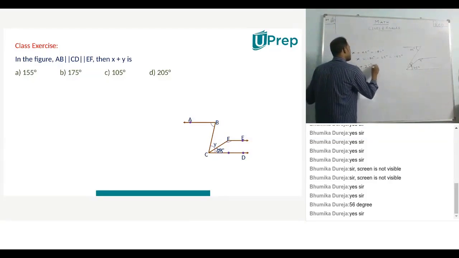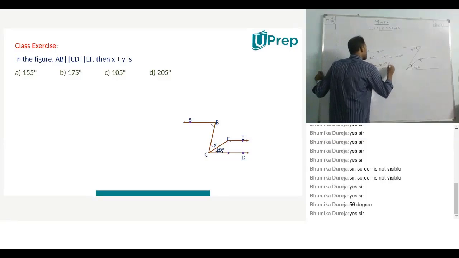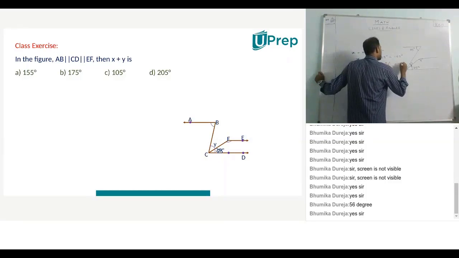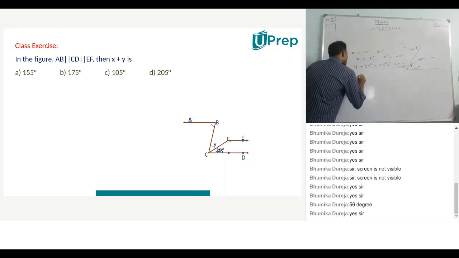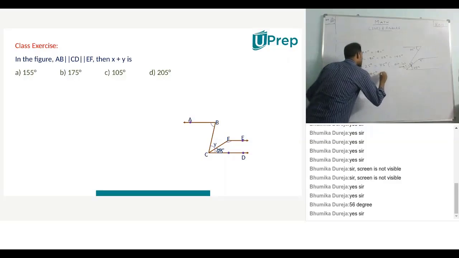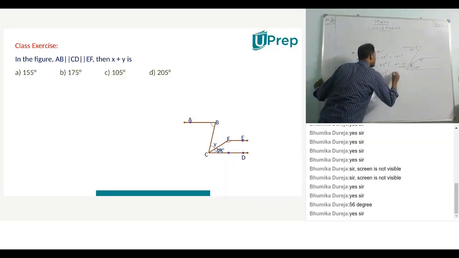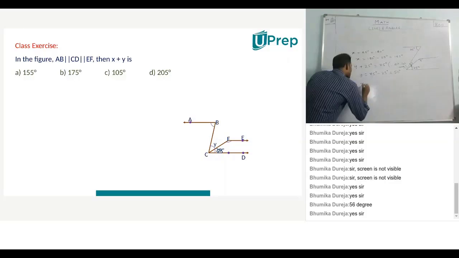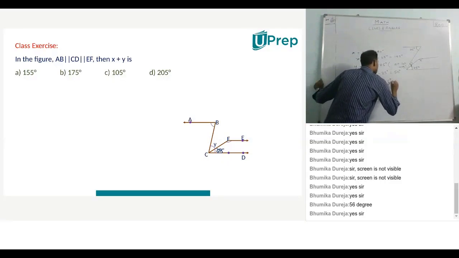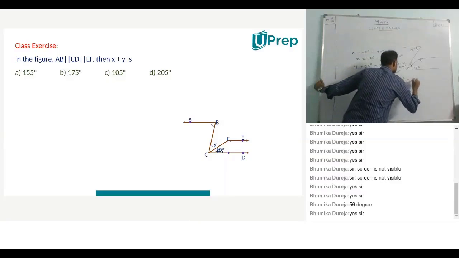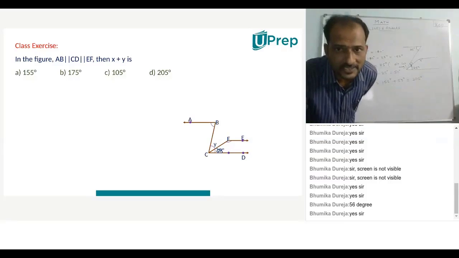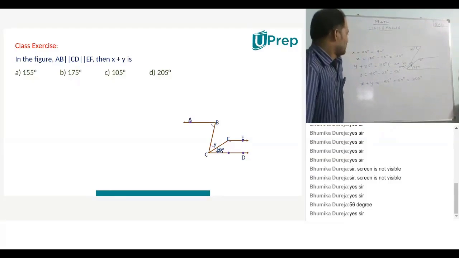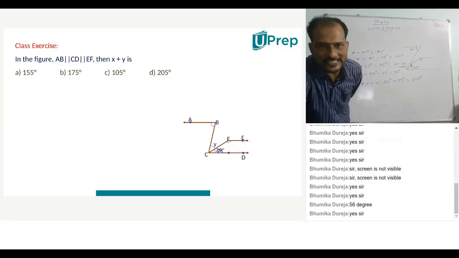Y plus 25 degrees is equal to 75 degrees. Why? Since alternate interior angles. So y will be equal to 75 minus 25, which is nothing but 50. Now x plus y is equal to 155 degrees plus 50 degrees, which is equal to 205 degrees. I hope it's correct. Yeah, option D is the correct answer.